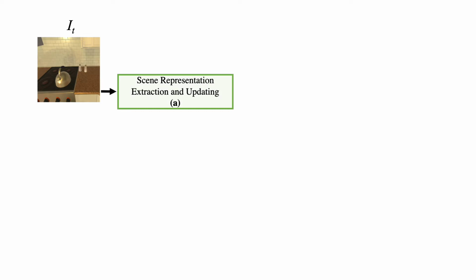Method overview. Consider an embodied agent in the scene. At time step t, it observes image I sub t. Using a scene representation module, we extract local information from the frame and use it to update a global continuous scene representation, or CSR. The CSR is shown as a feature volume. The main diagonal represents features for the scene objects. The off-diagonal gives features of directed edges that represent the ordered relationships between pairs of objects.